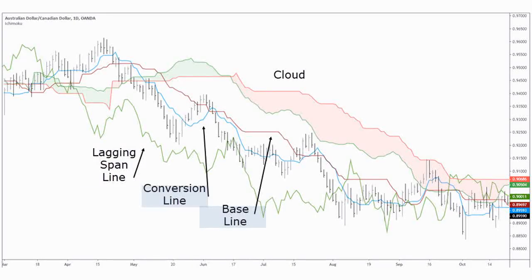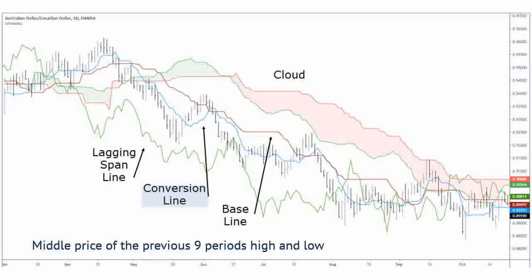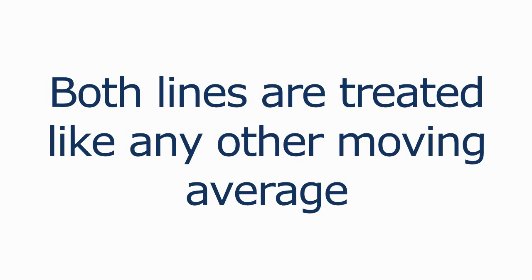Let's talk about the conversion and the baselines. And these 2 lines are the present time, where the conversion line shows the middle price of the previous 9 periods high and low. Okay, so the average. The baseline is a longer one, and it represents the middle price of the previous 26 periods high and low, the average. And remember, most moving averages were calculated using the closing price. This is high and low.